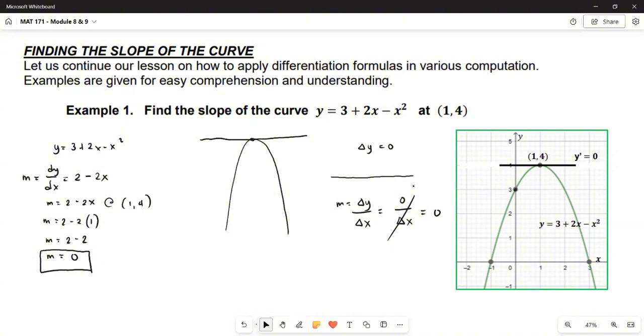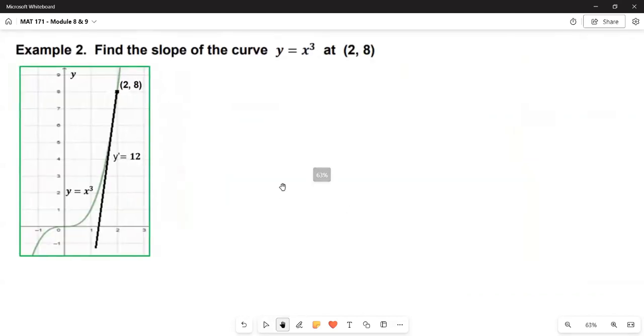So, in short, pwede nyo nalang tandaan pag nasa pinakatuktok ng isang curve o pinakababa ng isang curve, zero na agad yung slope natin. So let's proceed to our next example. Example number 2. Find the slope of the curve y is equal to x cubed at 2, 8.